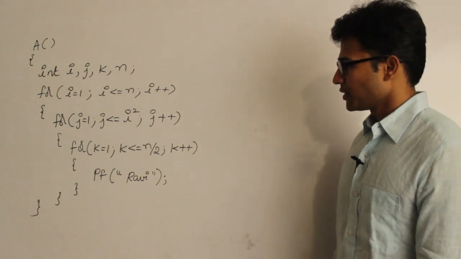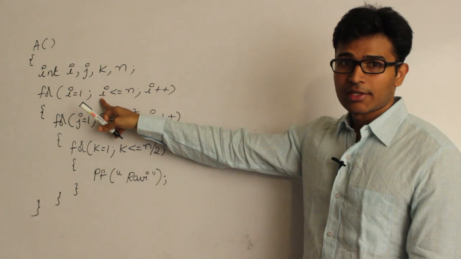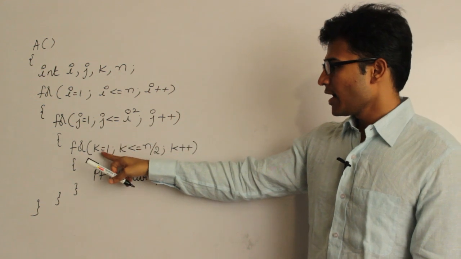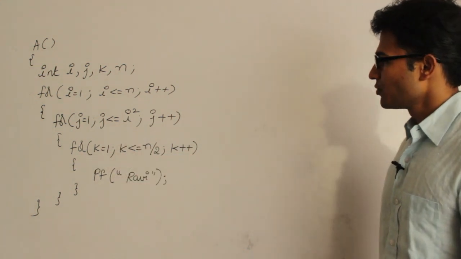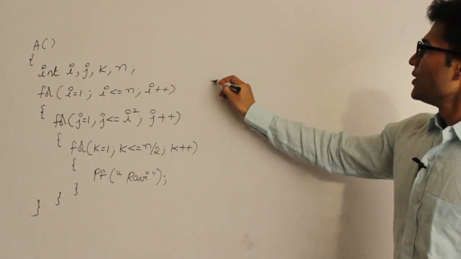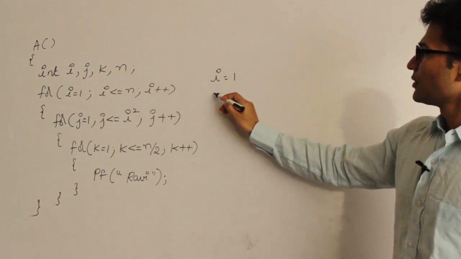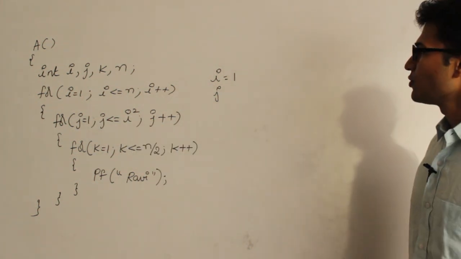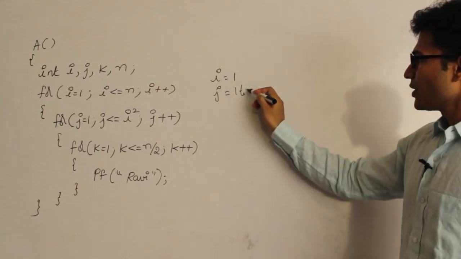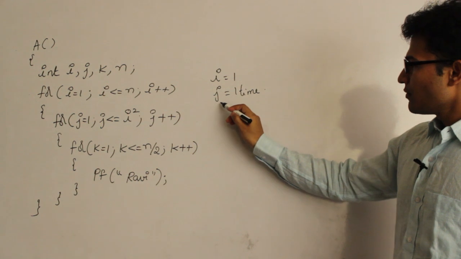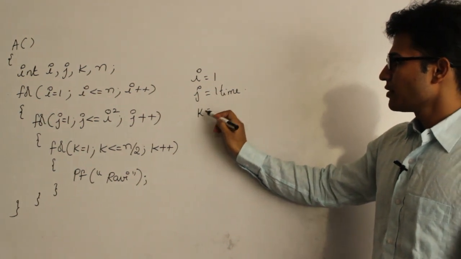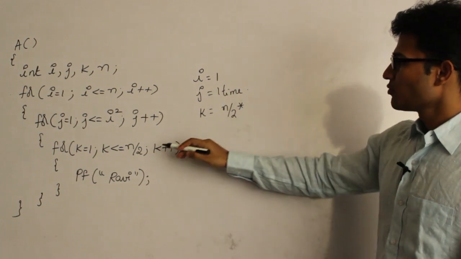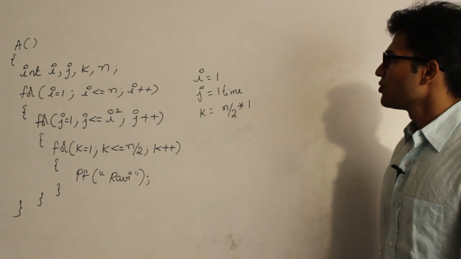So how to solve such a question is, see, i is executing from 1 to n, which means n times, and j is executing for every value of i, 1 to i square, and k is executing 1 to n by 2. Then how to solve this is, whenever i equal to 1, then j is going to get executed from j equal to 1 to i square, which means 1 to 1. j is going to execute only one time, and for every value of j, k is going to execute n by 2 times, and since j is going to be executed only one time, therefore the innermost k loop is going to execute n by 2 into 1 times.